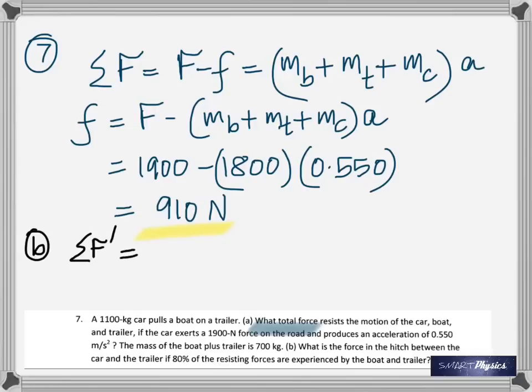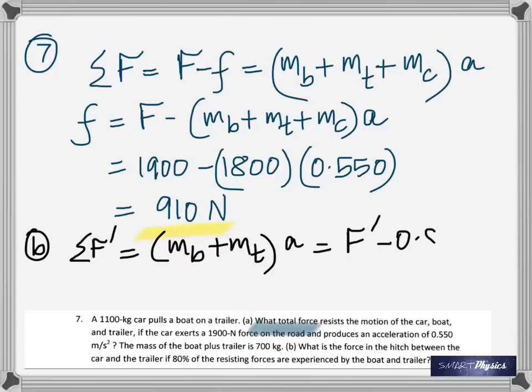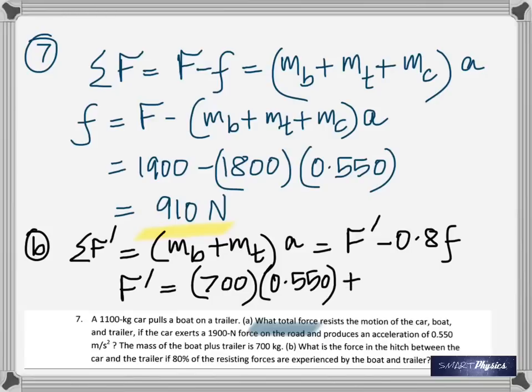All right. So this time, you see that I've only taken the mass of the boat and the trailer. And of course, you know why, right? It's only the mass of the boat and the trailer. The acceleration is the same. Calling it F prime, so you're not confused. And you see, I put it as 0.8 f, which is 80% of friction, right? Yeah, that is the difference there. And so F prime is 700 times this plus 0.8 times the friction.